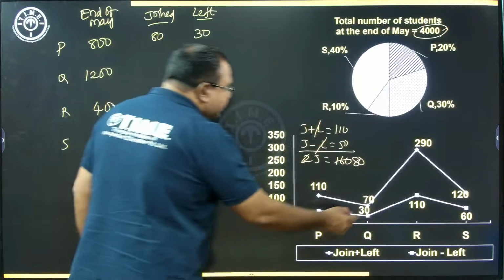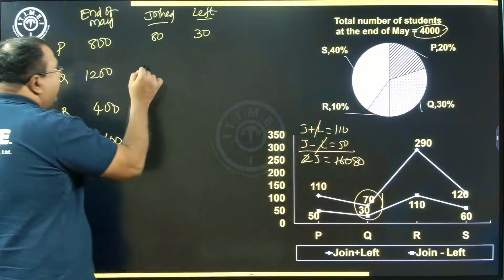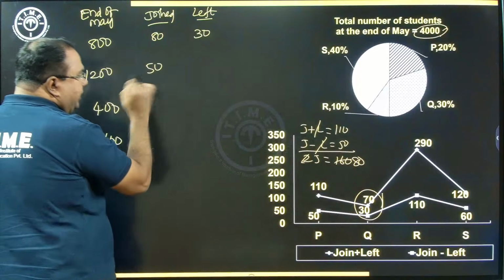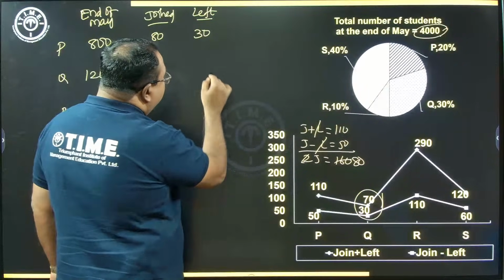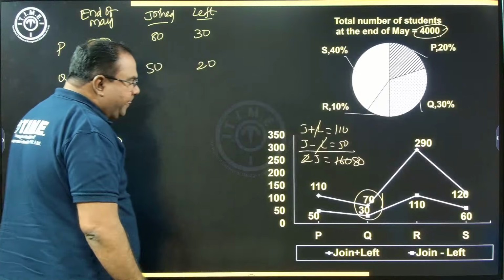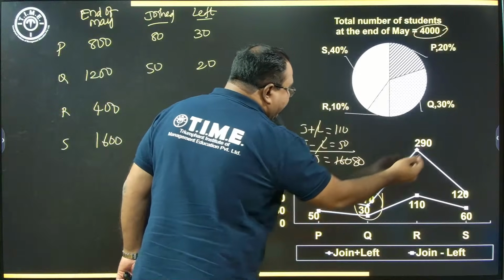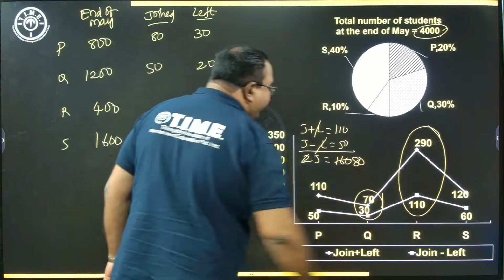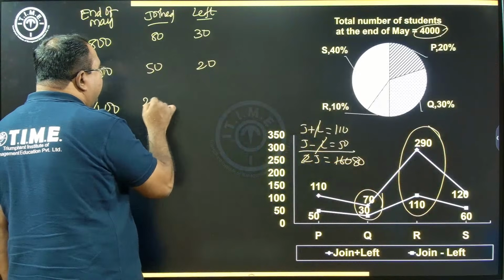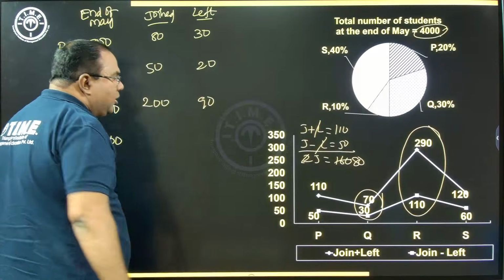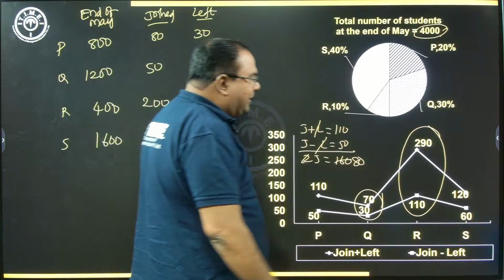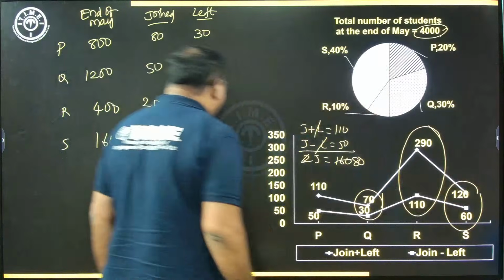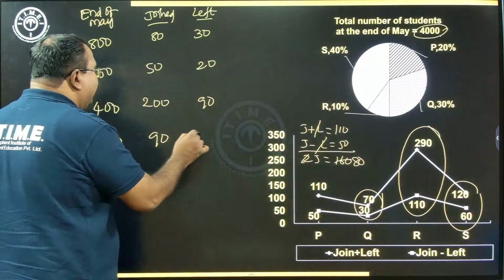Same thing, add this 70 plus 30, 100. 100 by 2 is 50. So out of 70, 50 joined, so left should be 20. Then joined plus left is this diamond shape one: 290 plus 110, 400 by 2, 200 joined. Left will be 90. Then 120 plus 60, 180 by 2, 90 joined, left will be 30.